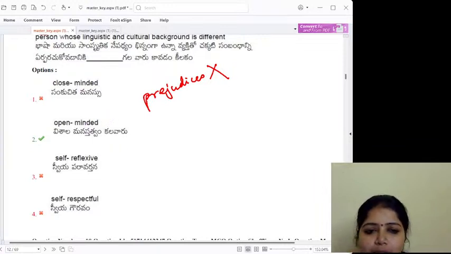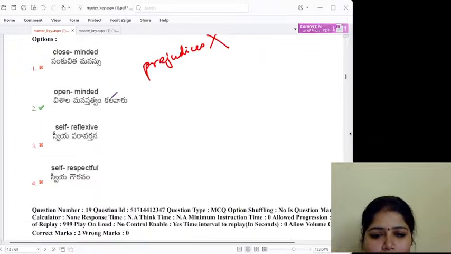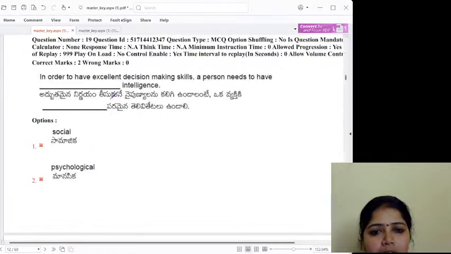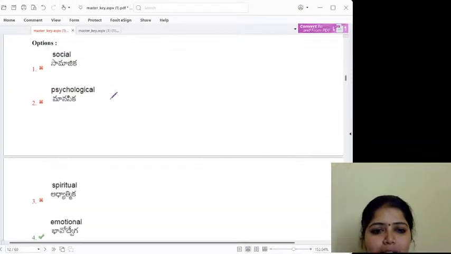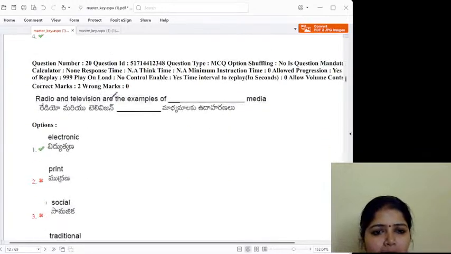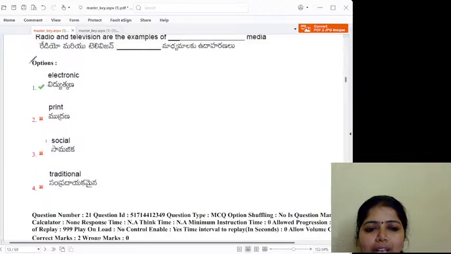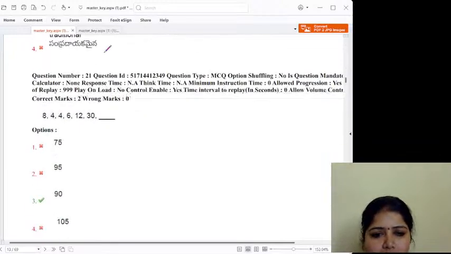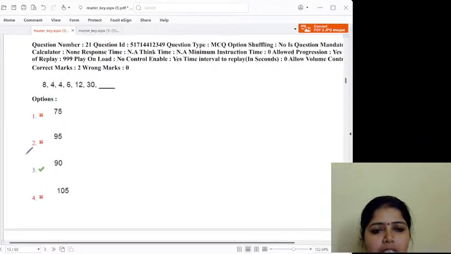Okay, Umarani, we will do it. So there's no problem with this question. And this is also no problem. Excellent decision making skills a person needs to have. So if I want good decision making skill, I need to have good emotional skills. And radio and television are the examples of electronic media. Yes, this is also right. And this question also is right.